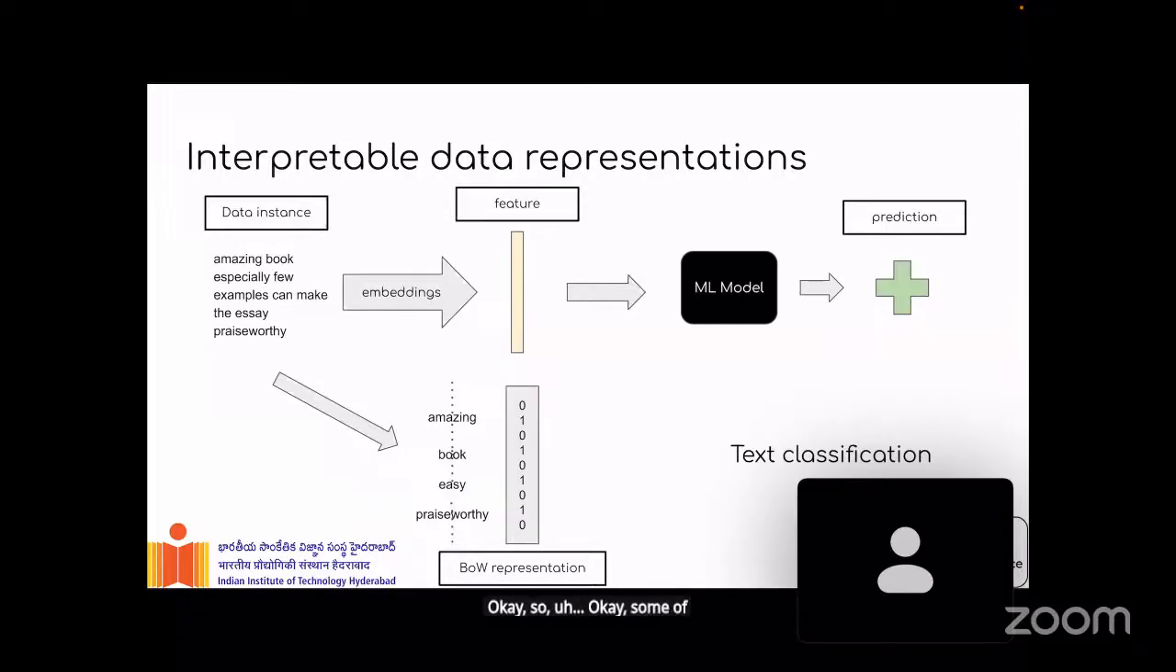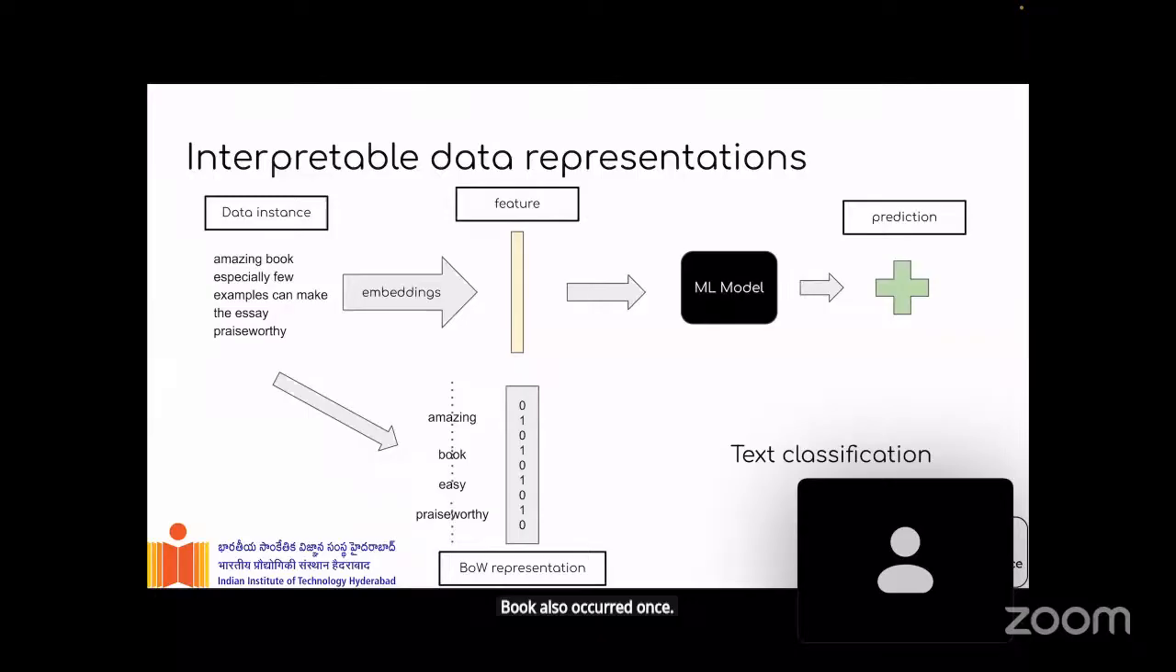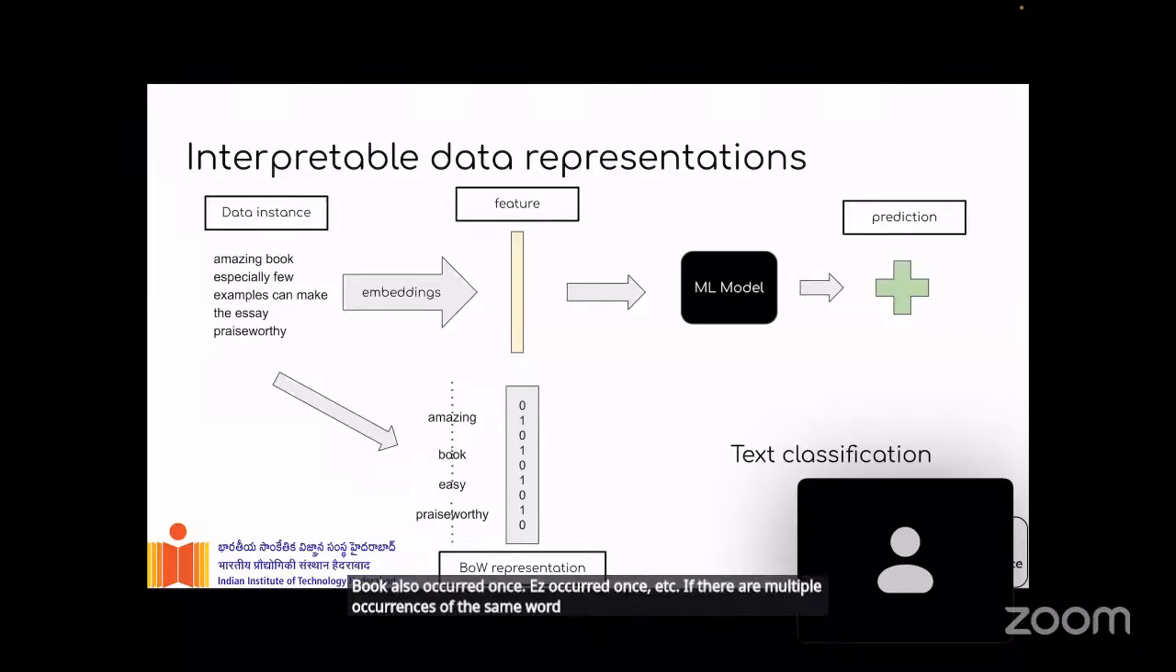Okay, some of you may not be aware of bag of words representation. What it means is that bag of words representation counts the occurrences of each word in the dictionary in this sentence. So wherever there is amazing, you count one because there is one instance of amazing. Book also occurred once, easy occurred once, etc. If there are multiple occurrences of the same word, the count will be as many times as it occurred. So essentially, you are representing the text as the number of counts.